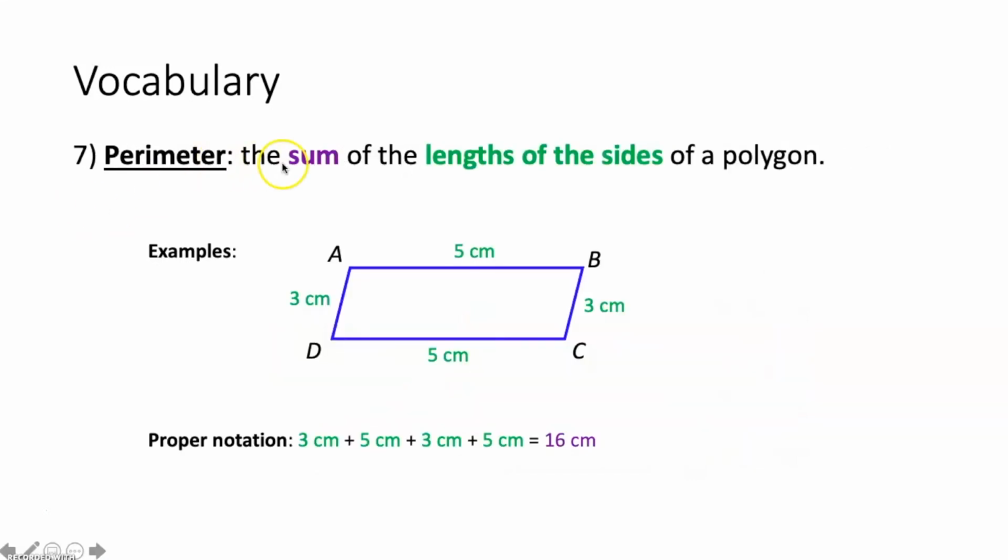Now, perimeter is going to be the sum of the lengths of the sides of a polygon. So here we have a polygon, and we know the measures of each side. So if we want to find the perimeter of this polygon, all we have to do is add the measures of each side, or the lengths of each side together, and we get the perimeter of that given polygon.